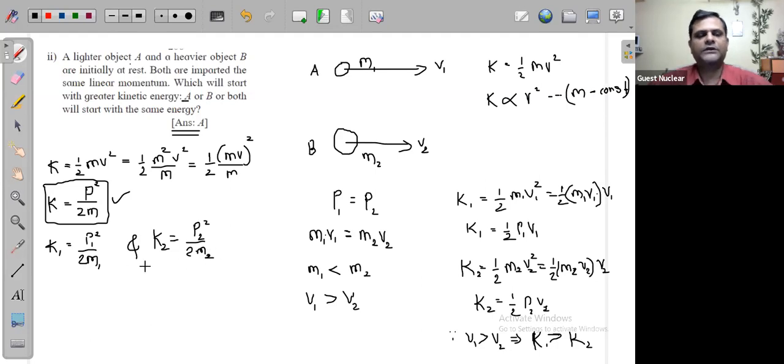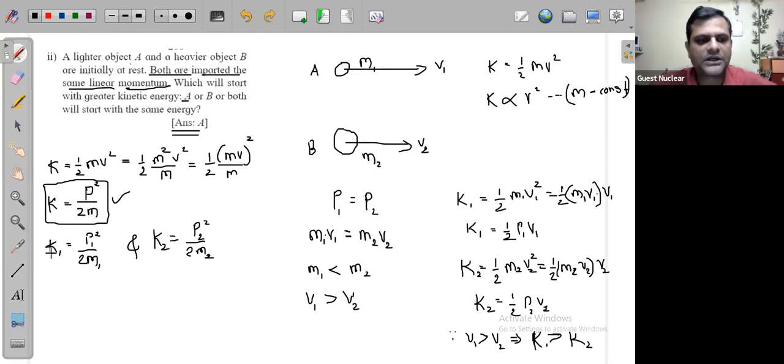Okay, now if you compare these two formulae, here P1 is the same as P2. That is already given in this question itself. Both are imparted with the same linear momentum. What does it mean? P1 is going to be the same as P2. So we can just take the ratio of these two equations itself.